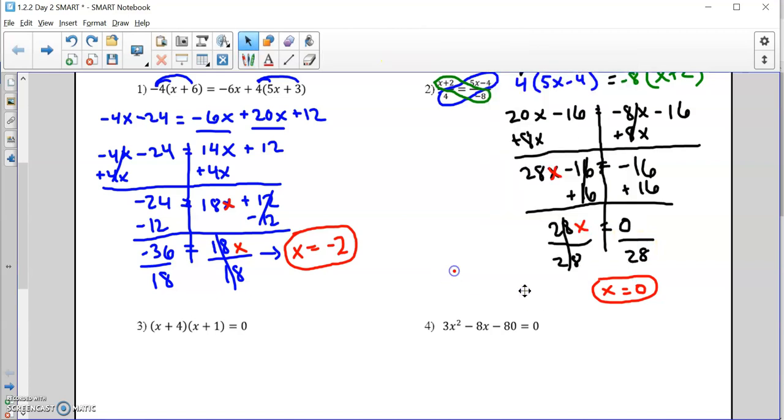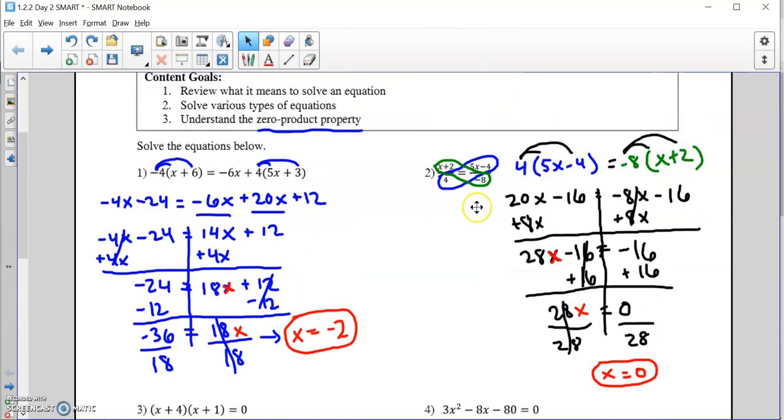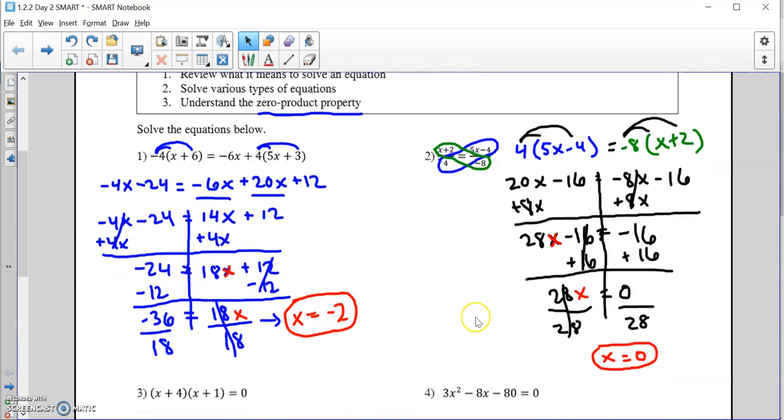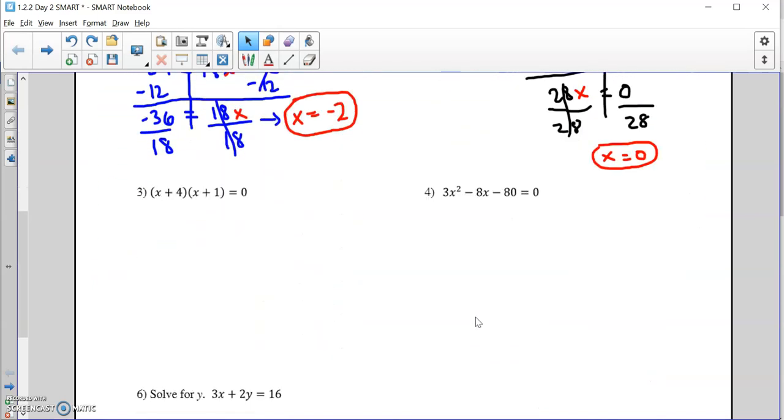Okay, so really the main thing to remember here is that you start with cross multiplying, and then the process is no different than what we did the first time. All right, number 3, we have our zero product property, right? This is what we talked about yesterday. The whole idea is that when you multiply two things together to equal 0, one of them has to be 0 to make that come true.